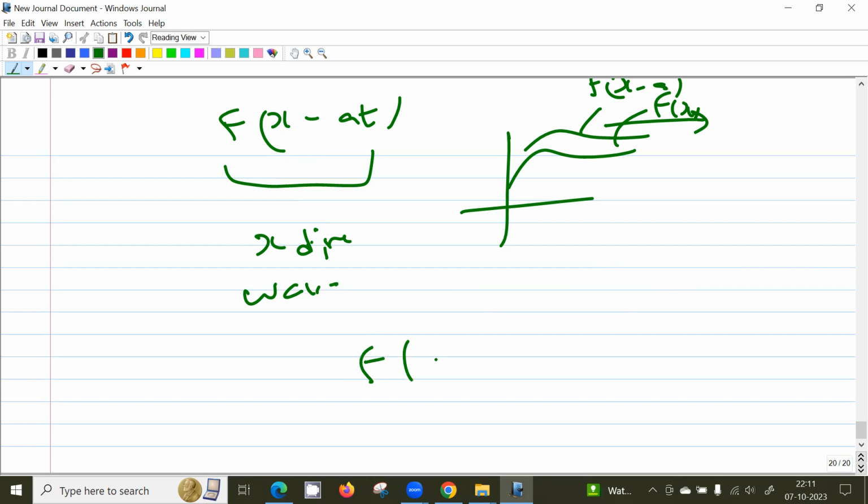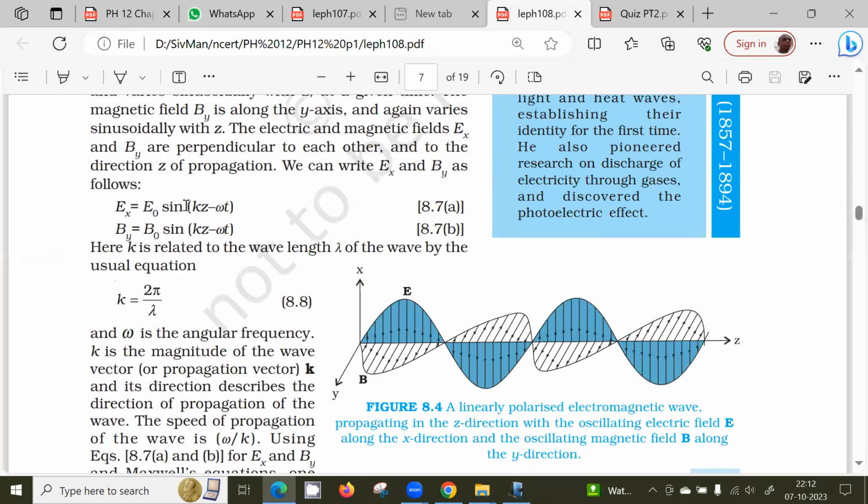Similarly, here f as a function of z minus at is a wave traveling in z direction. Got it? So this function can be a sine function. Suppose this was ky minus omega t, then this is a wave traveling in y direction. If it is kx minus omega t, it's a wave traveling in the x direction. Since they are given as kz minus omega t, this is a wave traveling in the z direction. So direction of wave is z.